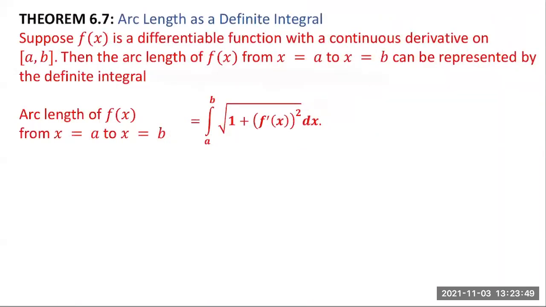Next, we have a formula to calculate the arc length. Okay, so let's go over this theorem, theorem 6.7, arc length as a definite integral. Suppose f of x is a differentiable function with a continuous derivative on the interval a comma b, then the arc length of f of x from x is equal to a to x is equal to b can be represented by the definite integral given by this. Okay, definite integral from a to b is square root of 1 plus f prime of x squared dx.